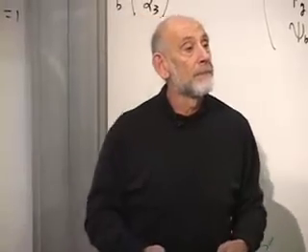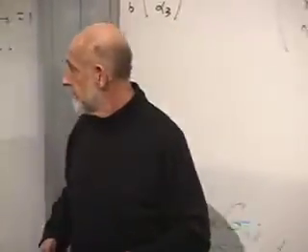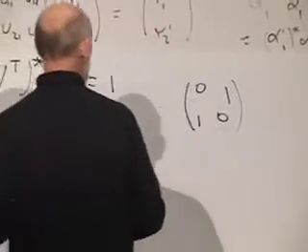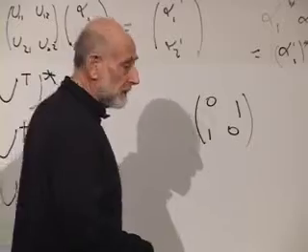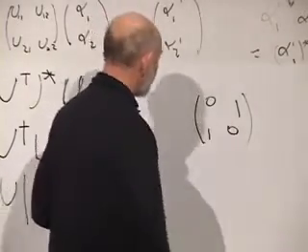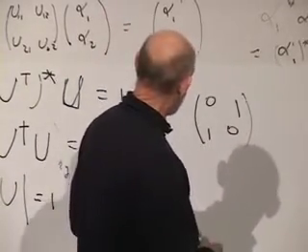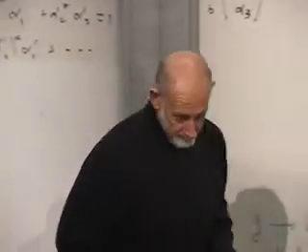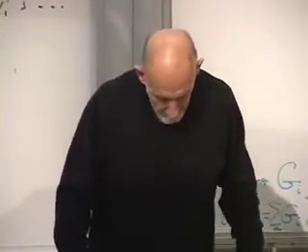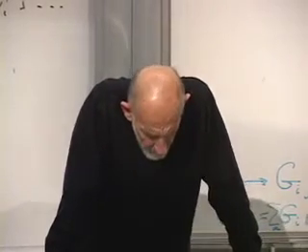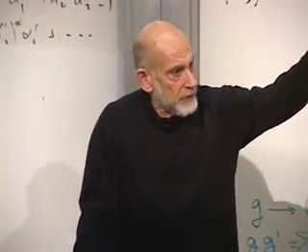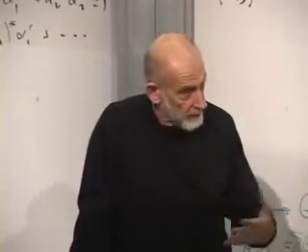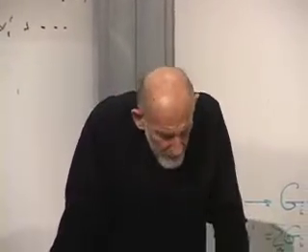Negative determinant, though? I think we have to put an i in there somewhere, don't we? Yeah, we have to put an i in, to give it a determinant 1. That's right. So the permutation of two things is a special case of rotations.